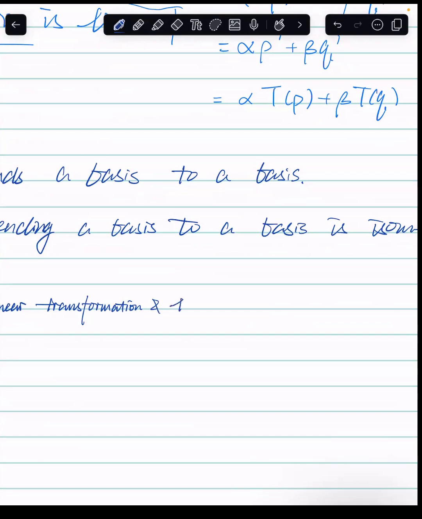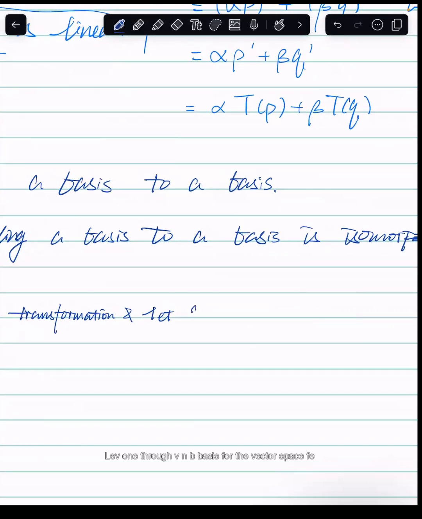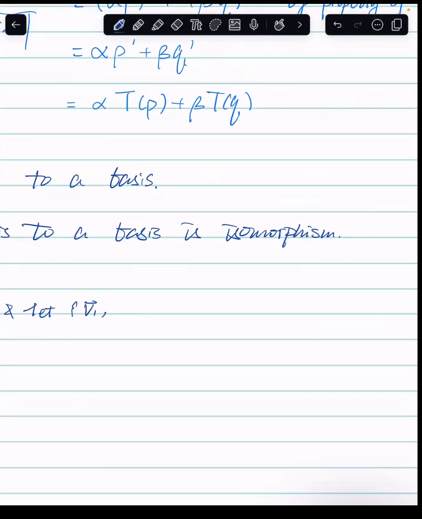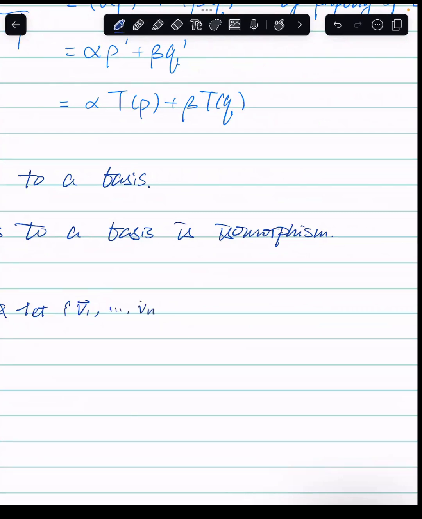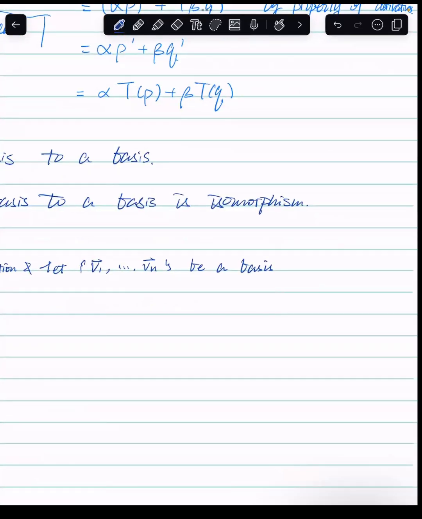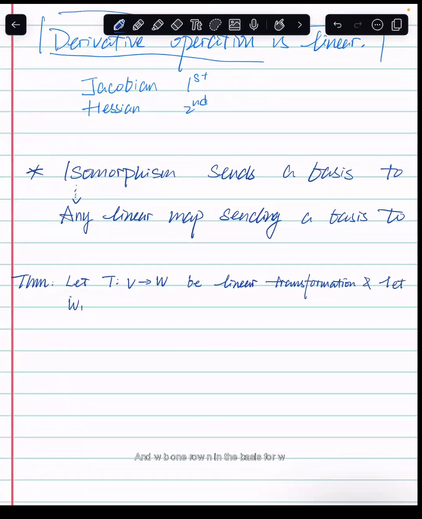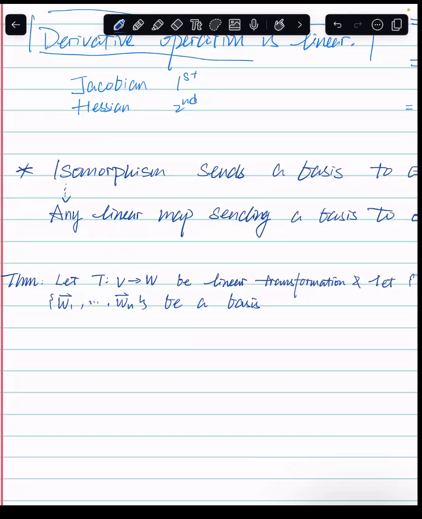And let V1 through Vn be a basis for the vector space V, and W1 through Wn be a basis for W.